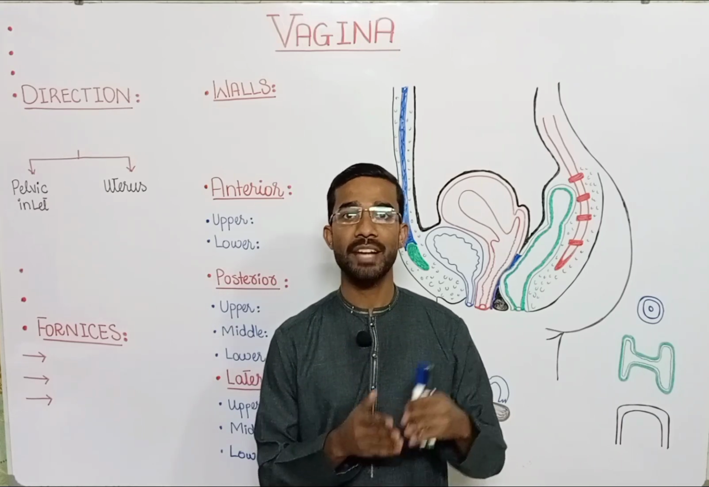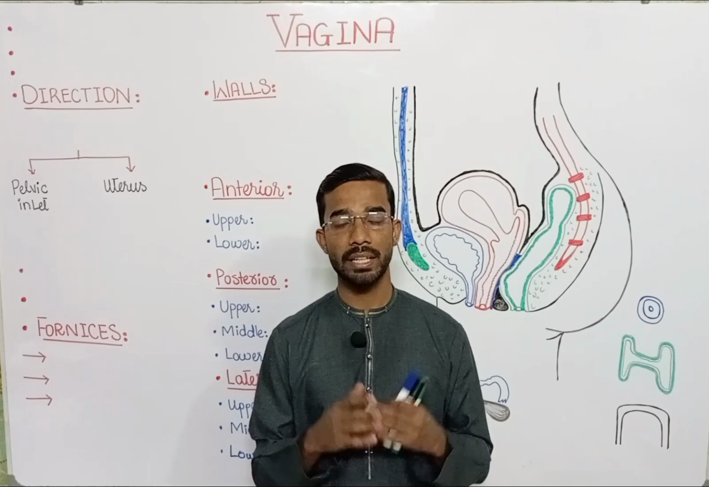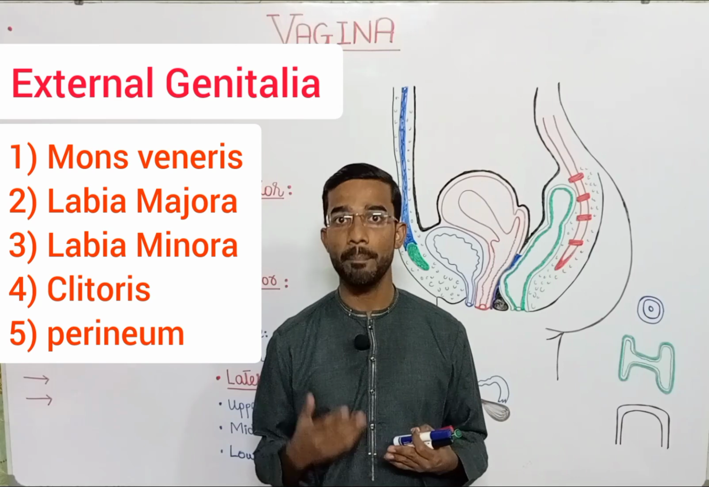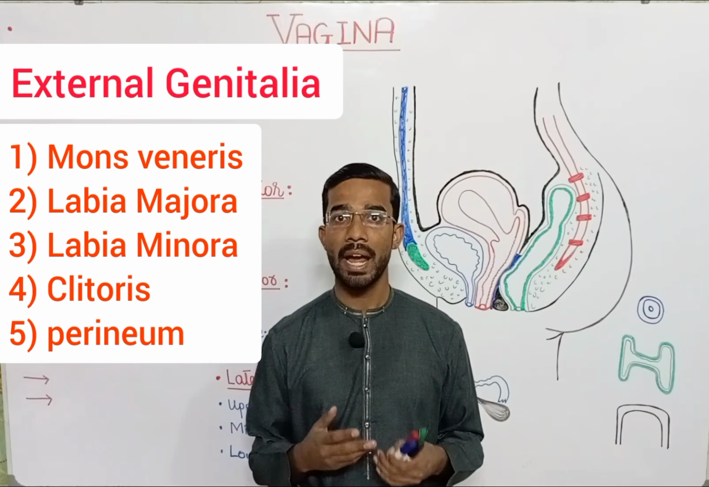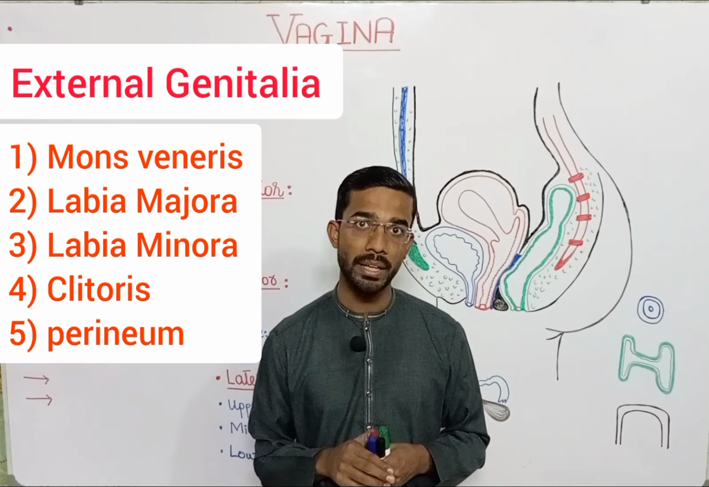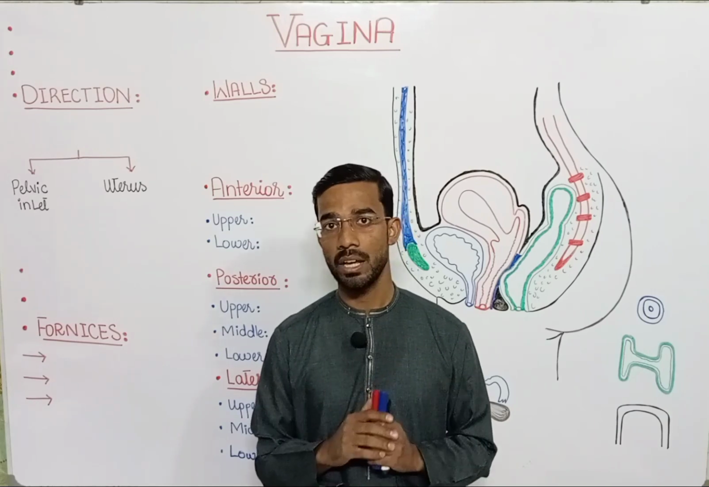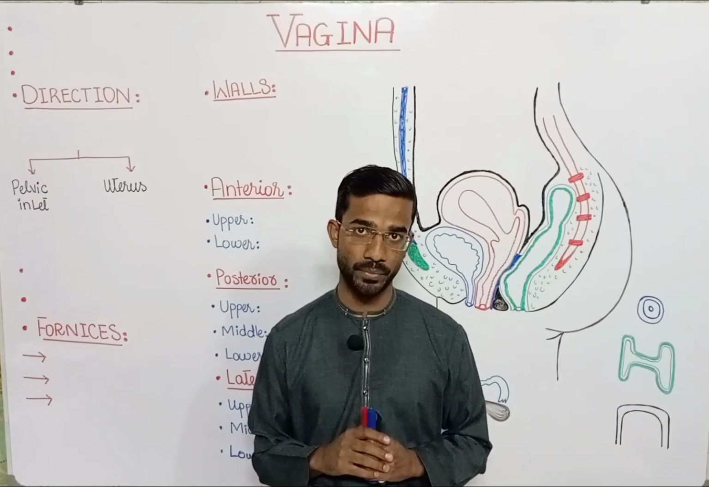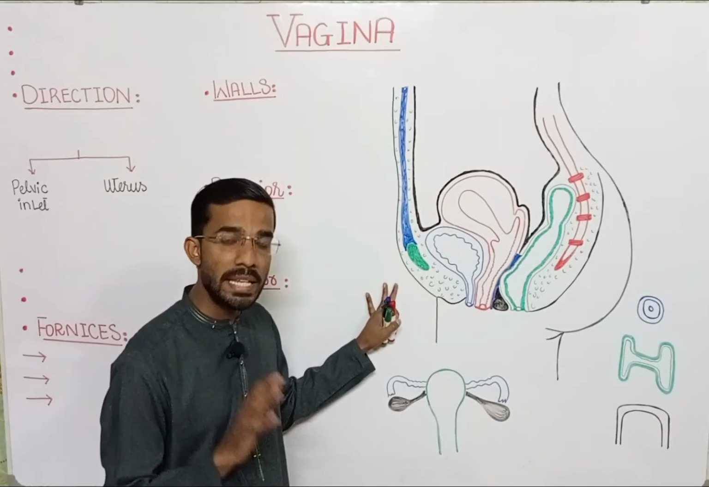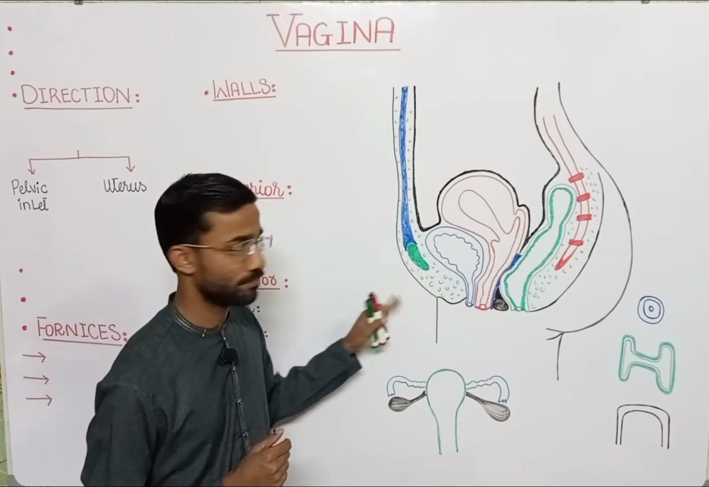But if you see the external genitalia, which we discussed in the previous lecture, you will see the mons veneris, labia majora, labia minora, clitoris, and conventionally you also include the perineum in the external genitalia. So in this lecture, we will discuss the vagina in detail. Let's start. First of all, we will discuss the basic positions of the different organs in the female.